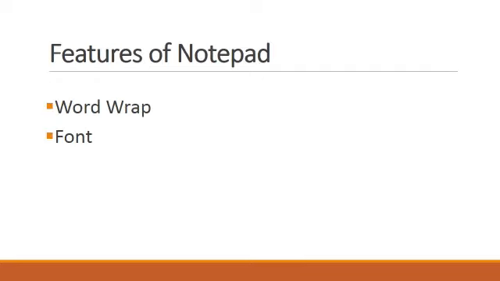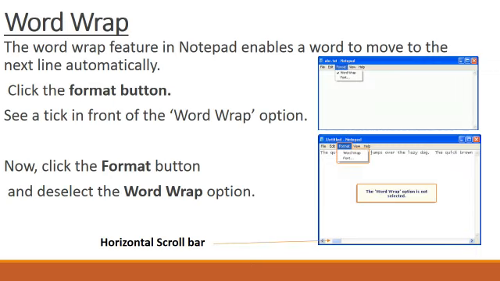The features of Notepad. Features are actually the properties and attributes of Notepad. There are two attributes which are discussed in your chapter. The first one is word wrap and the second one is font. Word wrap. What is word wrap? The word wrap feature in Notepad enables a word to move to the next line automatically.